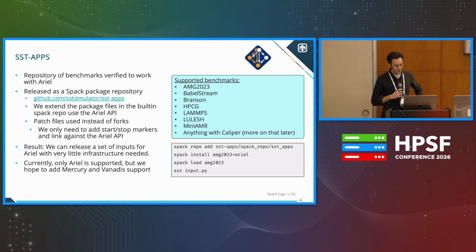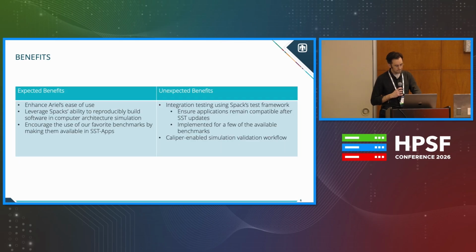And yeah, to use it, it's really simple. You just use the standard Spack commands. You can add our repo. You would install the Aerial variants of these benchmarks, and then you're ready to go with that last line there. You can run your simulator, and you've got all these inputs available to you.